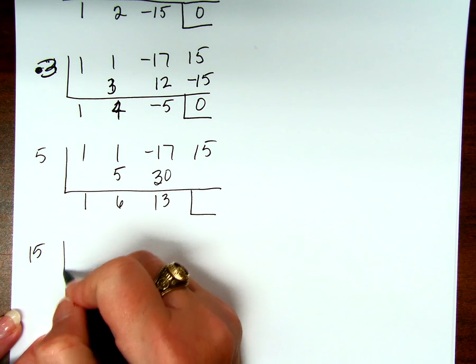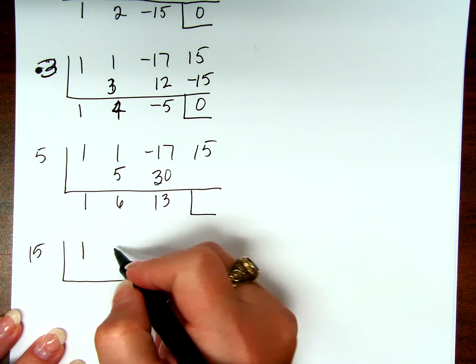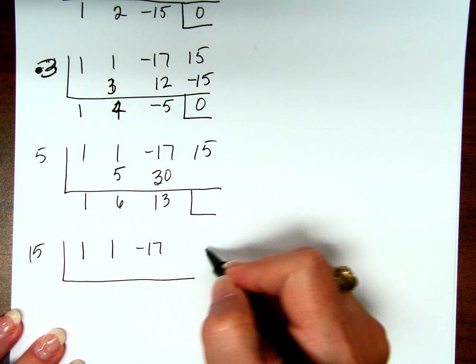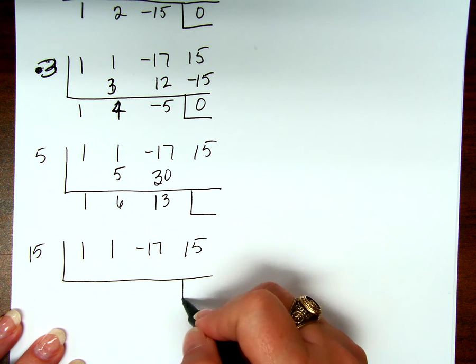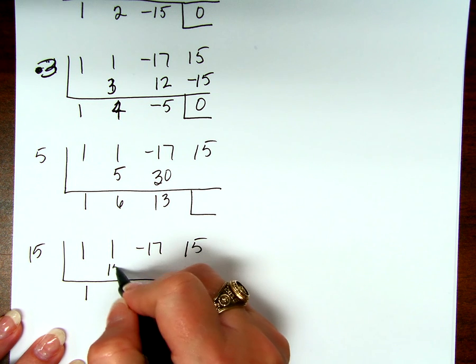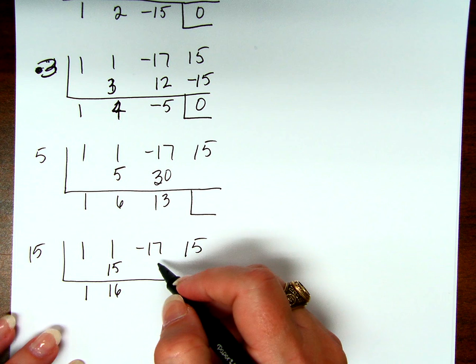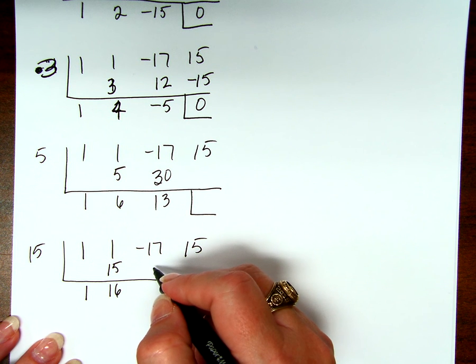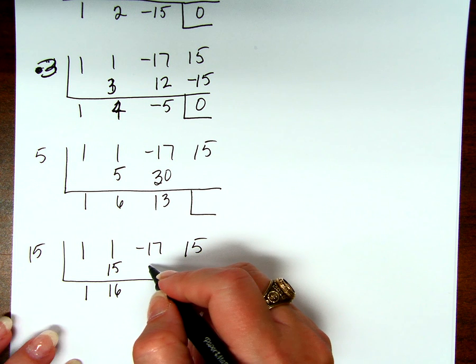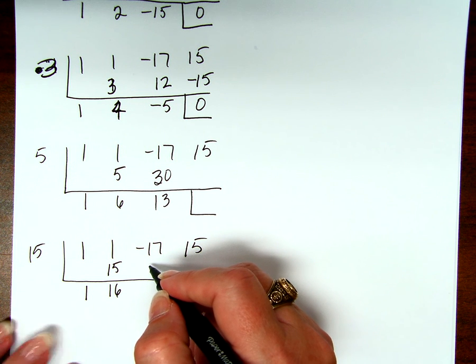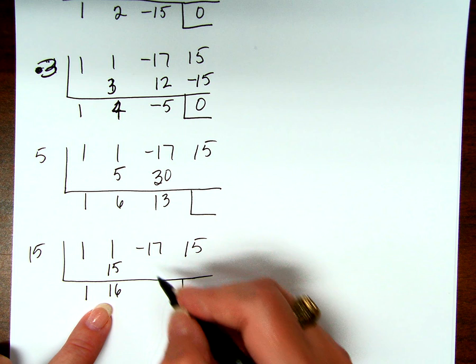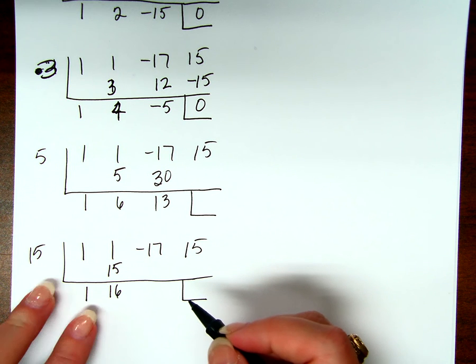15. Okay. 1, 1, negative 17, 15. 1, 15, 16. Uh-oh. What? 15 times 16? What's 15 times 16?